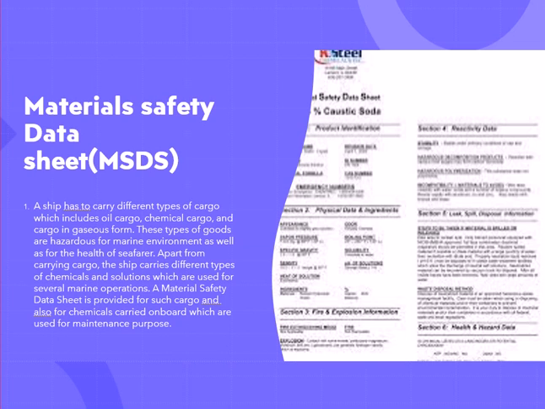A ship has to carry different types of cargo, which includes oil cargo, chemical cargo, and cargo in gaseous form. These types of goods are hazardous for the marine environment as well as for the health of seafarers. Apart from carrying cargo, the ship carries different types of chemicals and solutions which are used for several marine operations. A material safety data sheet is provided for such cargo and also for chemicals carried on board which are used for maintenance purposes.